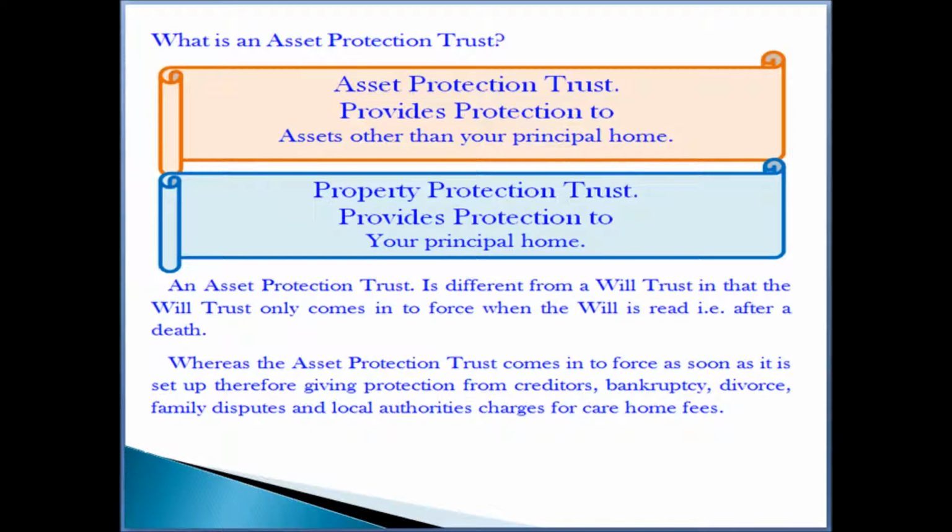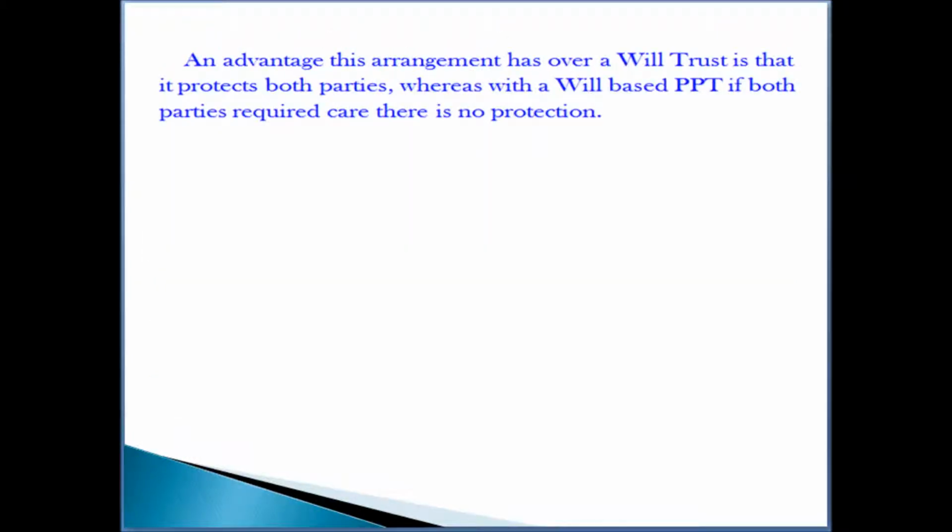Whereas the asset protection trust comes into force as soon as it is set up, therefore giving protection from creditors, bankruptcy, divorce, family disputes, coercion, deception, and local authorities' charges for care home fees. Another advantage this arrangement has over a will trust is that it protects both parties, whereas with a will-based property protection trust, if both parties required care, there is no protection against care home fees.